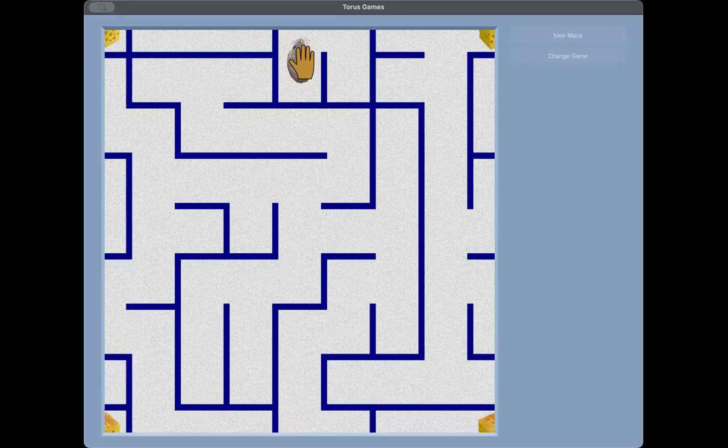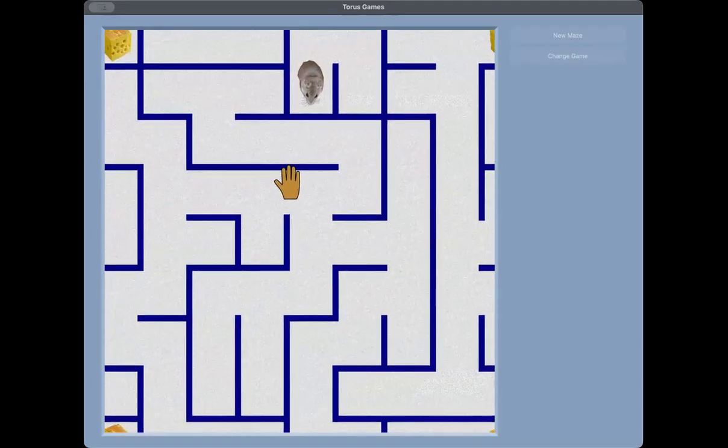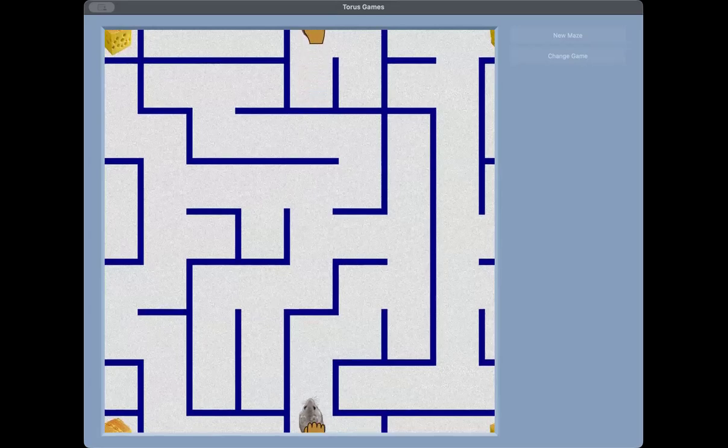The maze is not literally on a piece of paper, because a piece of paper doesn't have this property that when you get to one of the edges, you reappear on the other edge. If you think about how the game is being played, with the four edges, once you get to the top edge, you reappear at the bottom edge.